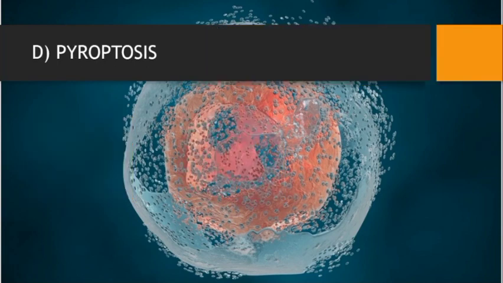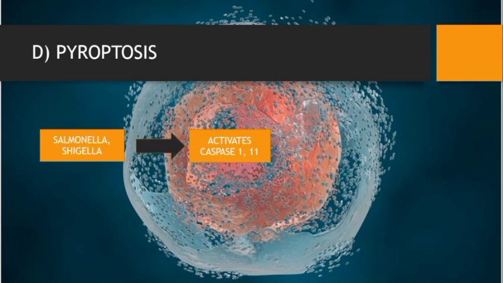Then pyroptosis. With the word pyro, you can see that there is fever present. Now, how is this occurring? Let's see a way in which questions can be asked. Usually, a pathogen like Salmonella or Shigella enters your body. This activates caspase 1 and 11. This in turn causes cell death. This is pyroptosis.